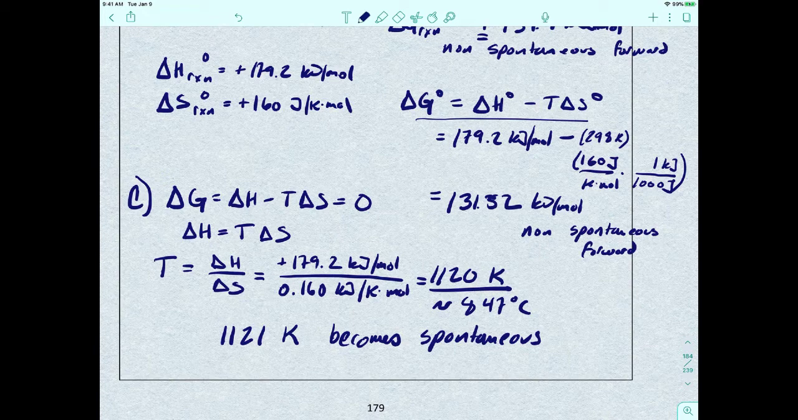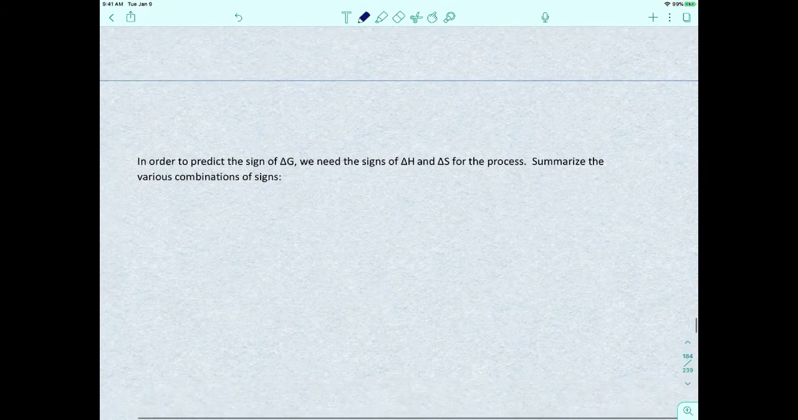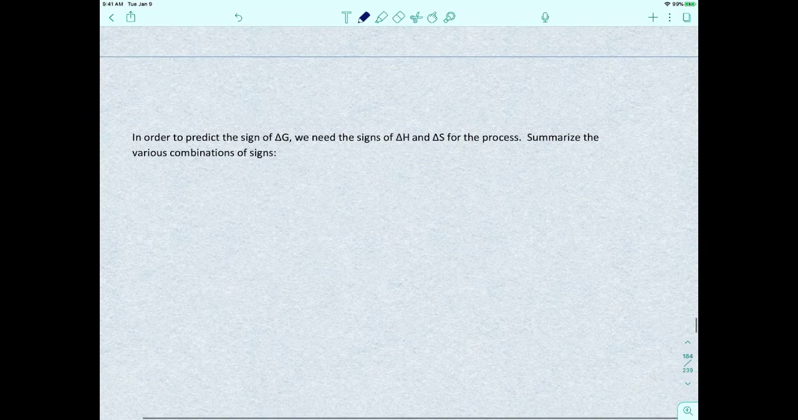Okay, so now that we've done a delta G calculation, we've calculated delta H, we've calculated delta S, there has to be a combination of delta H and delta S that makes delta G favorable or unfavorable. So let's try to see this. All right, so in order to predict the sign of delta G, we need the signs of delta H and delta S for the process. So let's summarize the various combinations of signs. So here's what we know, okay?